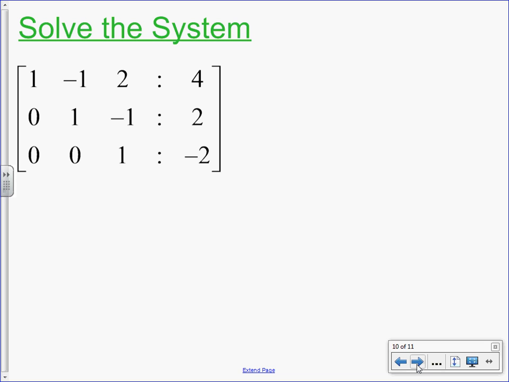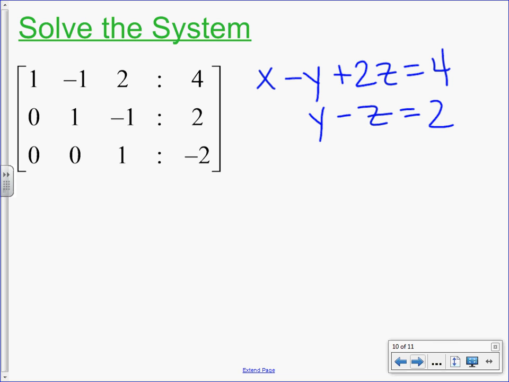So since this is an augmented matrix, we can write it as a system. How would we write this? Good. What about the second row? And the third row? How easy is this to solve? Very. We know z equals 2. What can we do with that? Go back to the second equation. Y minus 2 equals 2. What is y?